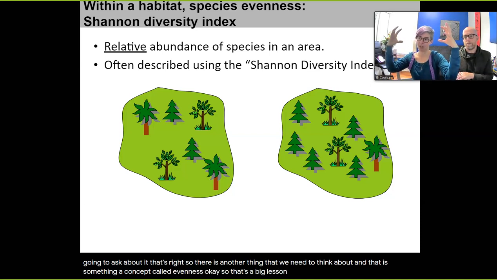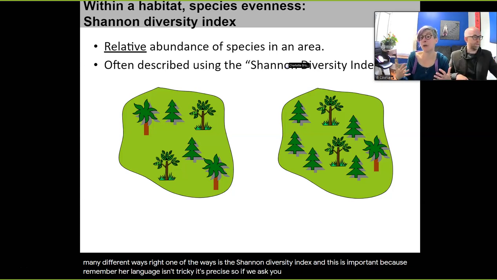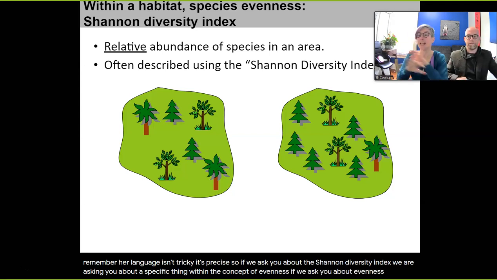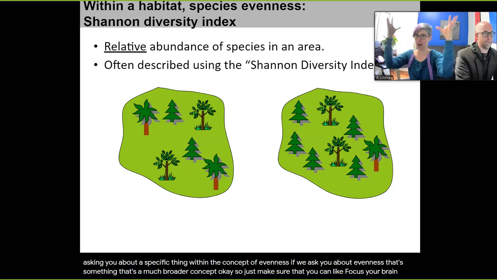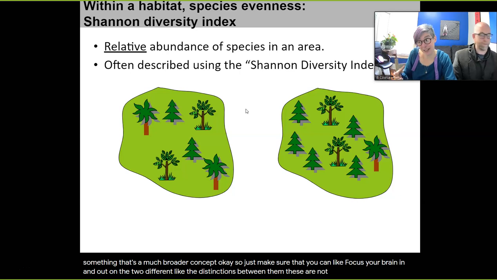That's a big level concept, and we can measure evenness in many different ways, right? One of the ways is the Shannon Diversity Index. This is important because, remember, language isn't tricky, it's precise. If we ask you about the Shannon Diversity Index, we are asking you about a specific thing within the concept of evenness. If we ask you about evenness, that's a much broader concept. Make sure that you can focus your brain in and out on the distinctions between them.